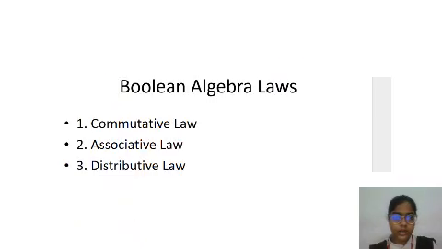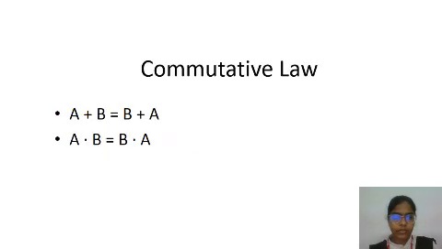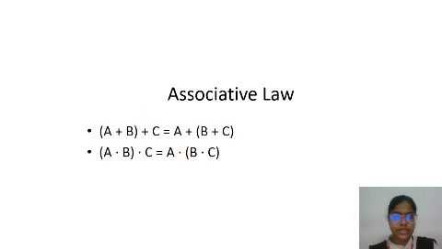And Boolean algebra laws. Here are three laws. They are commutative law, associative law, and distributive law. In these, commutative law is A plus B is equal to B plus A, and A dot B is equal to B dot A. And the second one is associative law. A plus B whole plus C is equal to A plus B plus C. And second is A dot B dot C is equal to A dot B dot C.